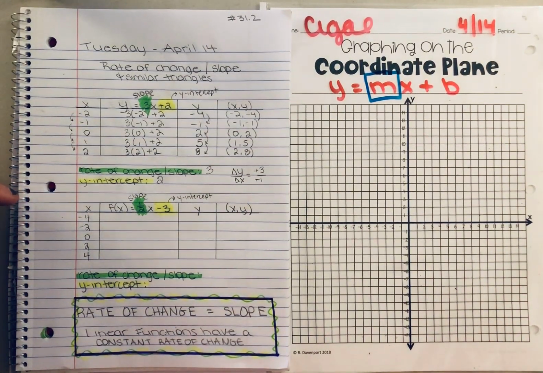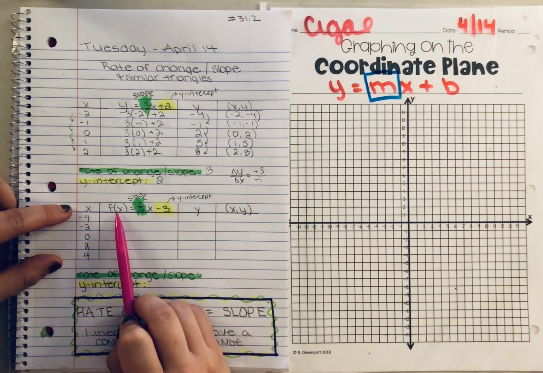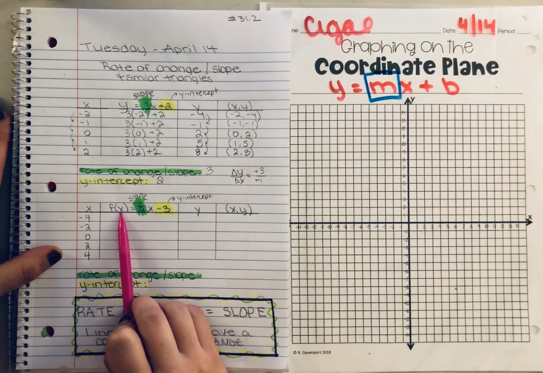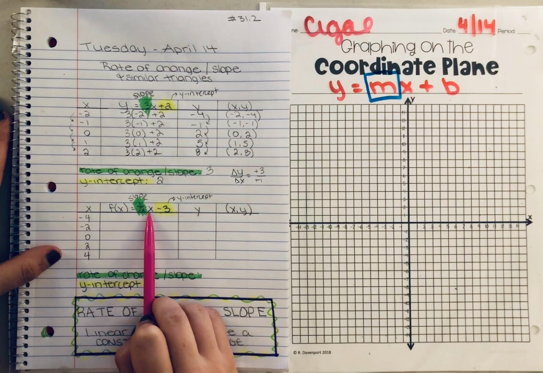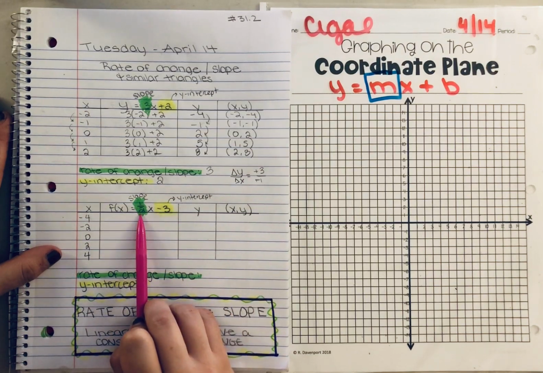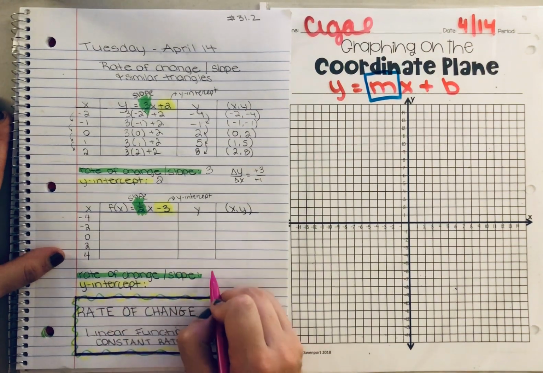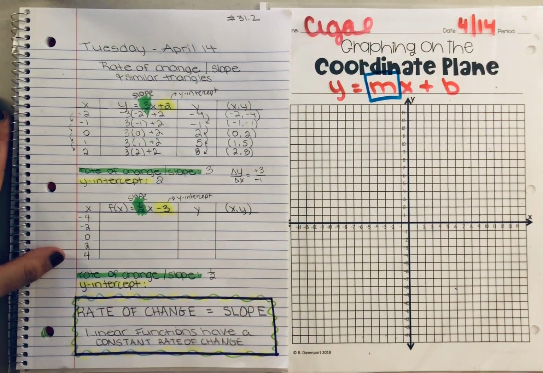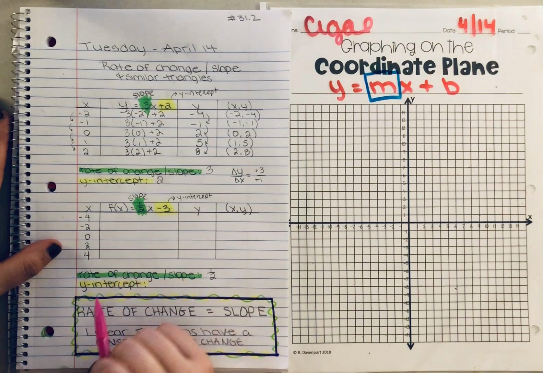So for my second one, we have f of x, which is the same thing as saying y, equals 1/2 x minus 3. I've already identified my slope as the 1/2, and I know that because it's the number that's in front of the x. So I can say 1/2. All right.